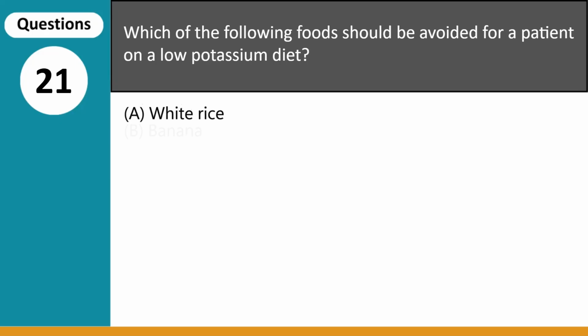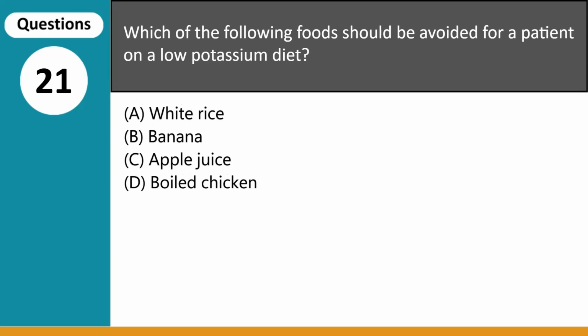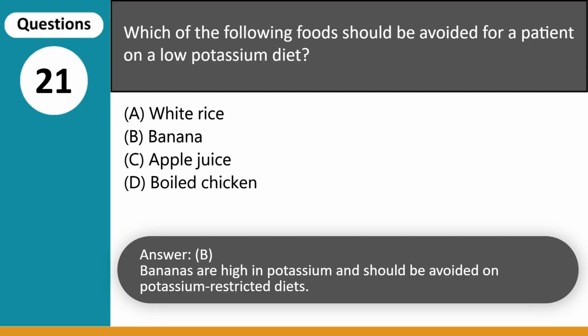Which of the following foods should be avoided for a patient on a low-potassium diet? A. White rice. B. Banana. C. Apple juice. D. Boiled chicken. Answer: B. Bananas are high in potassium and should be avoided on potassium-restricted diets.